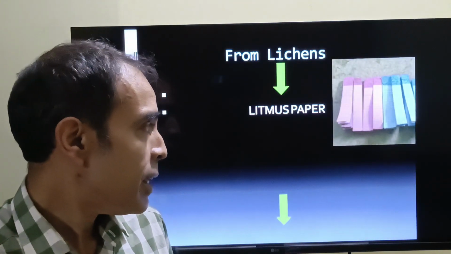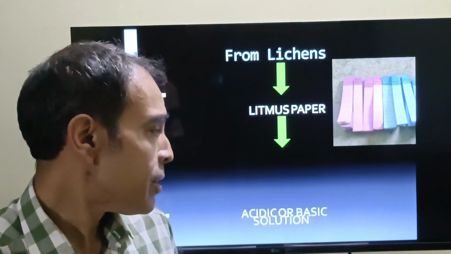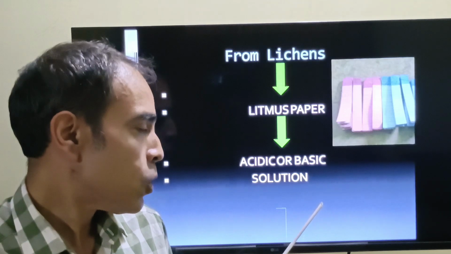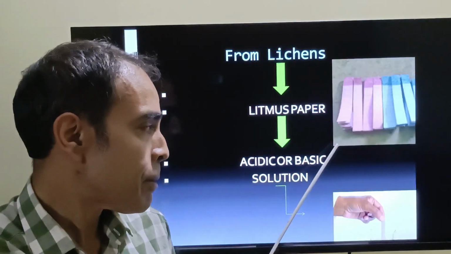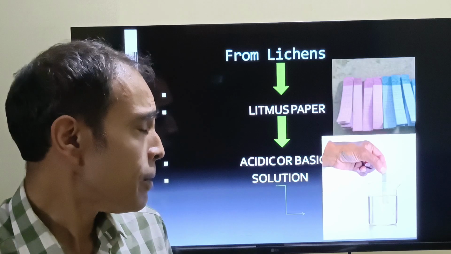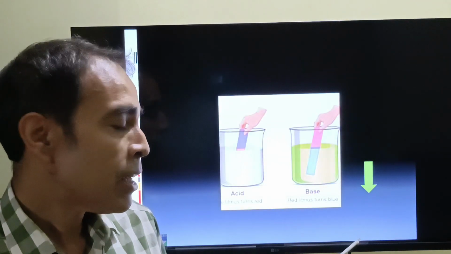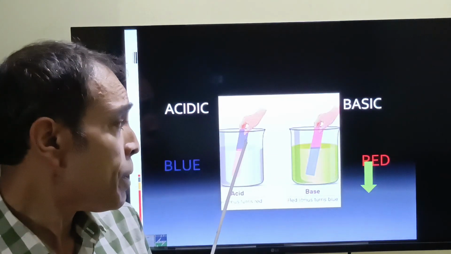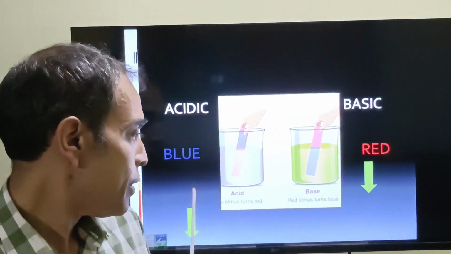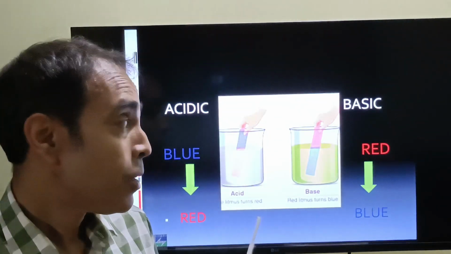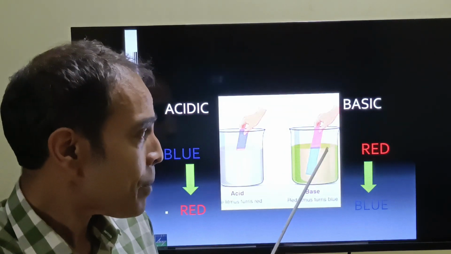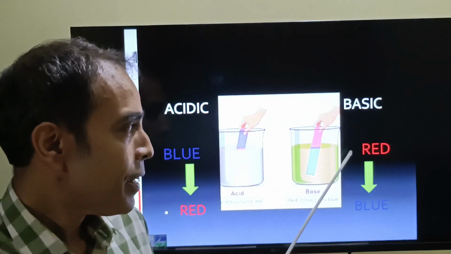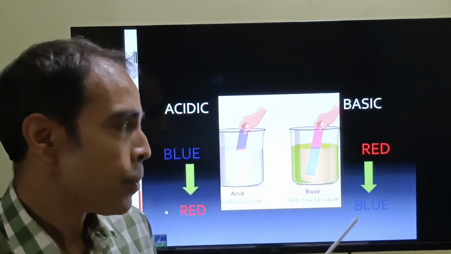When this litmus paper is dipped into the acidic or basic solution, as we see, in acidic solution the blue litmus turns to red, and in basic solution the red litmus turns to blue. So in acidic solution, blue litmus turns red, and in basic solution, red litmus turns blue.